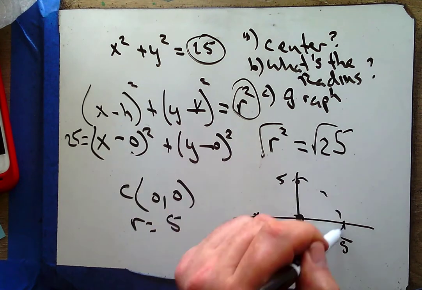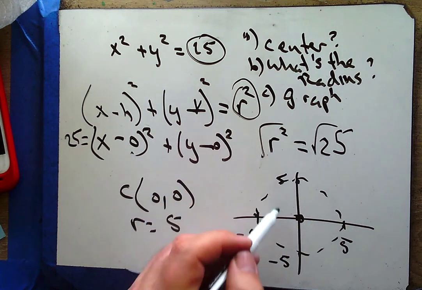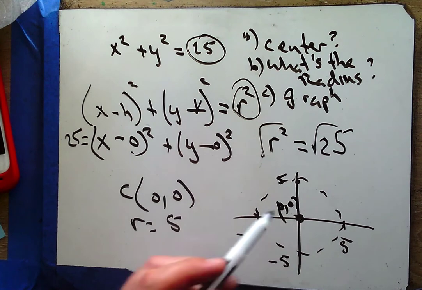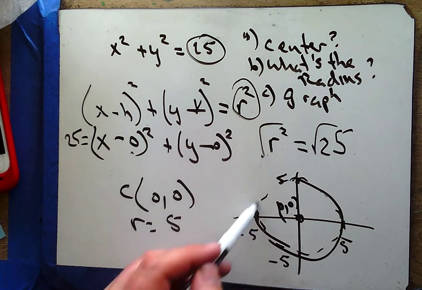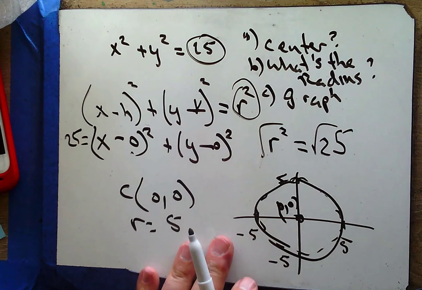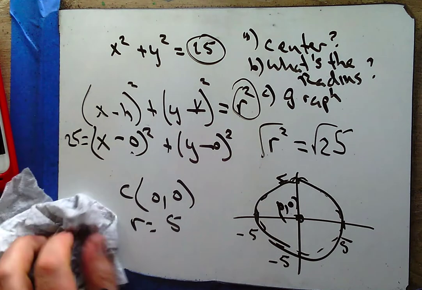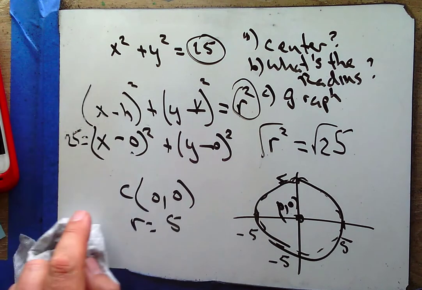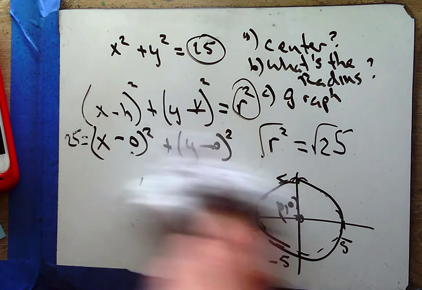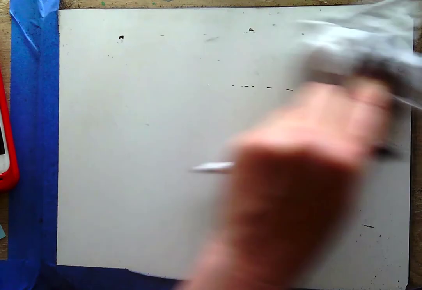Well, get the dots good. Labeling the center is also good. All right. So, that's what we're doing when we go backwards. I'm giving you the equation of the circle. You're figuring out the center and the radius from that information, and then graphing. So, how about this one?